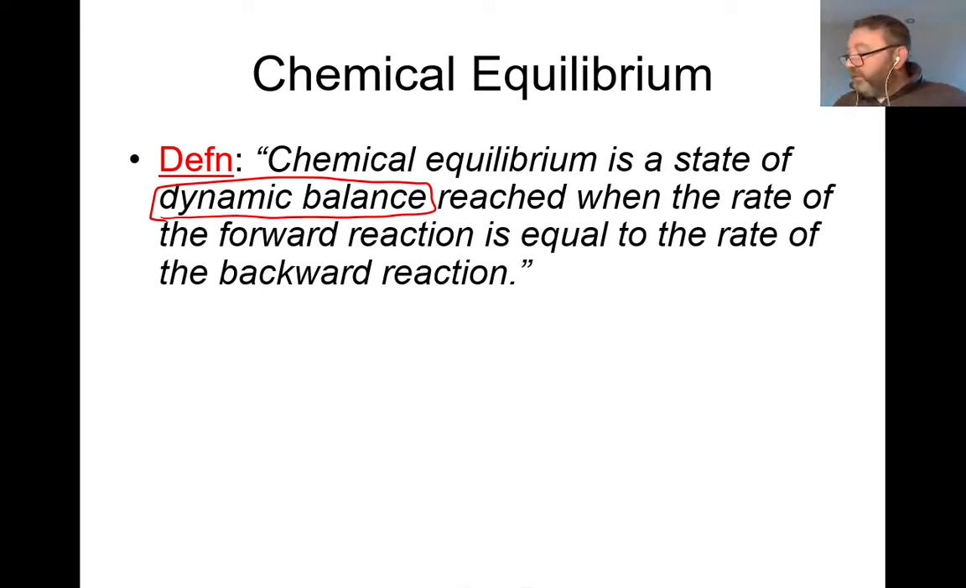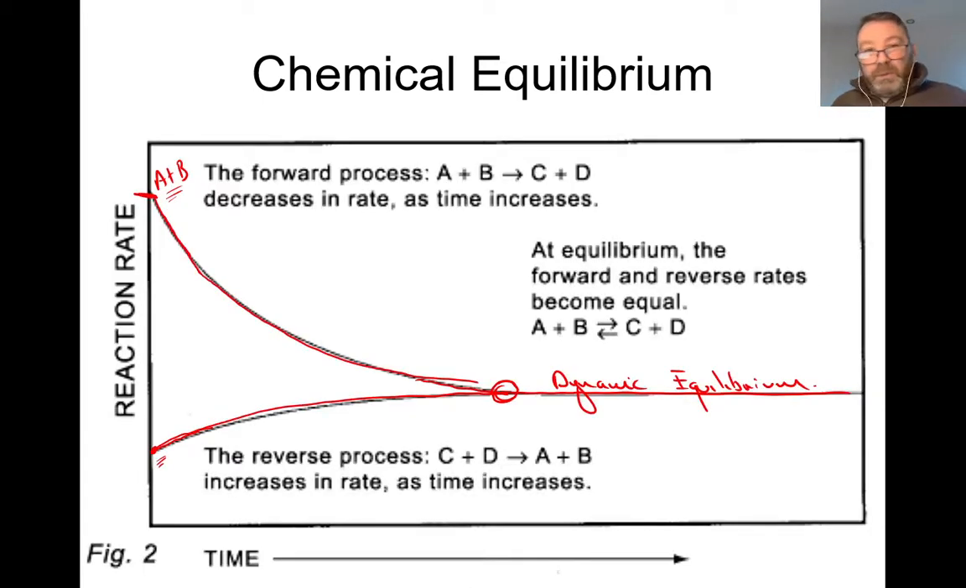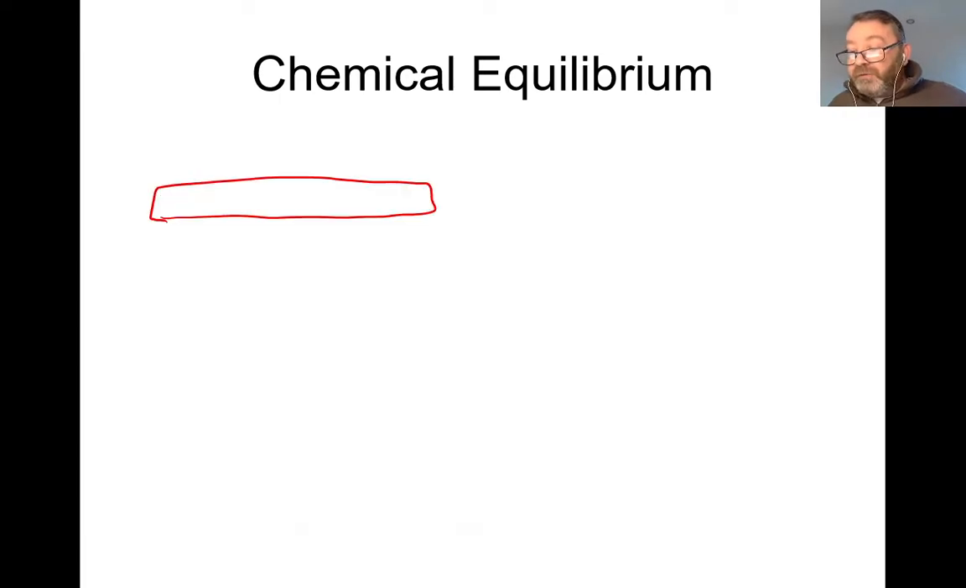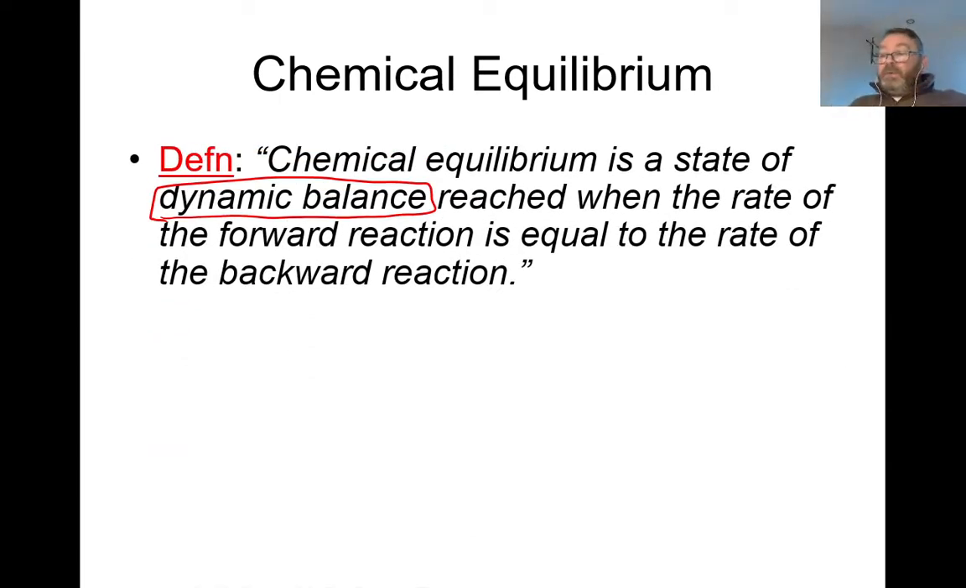So just go back to that diagram there in the previous slide. That's what I want you to think of. The rate of A and B is going down, the rate of C and D is coming up until they both match. And when they both match, then we get that state of dynamic equilibrium. So from that diagram, you can come up with your definition. Okay, chemical equilibrium is a state of dynamic balance reached when the rate of the forward reaction is equal to the rate of the backward reaction.